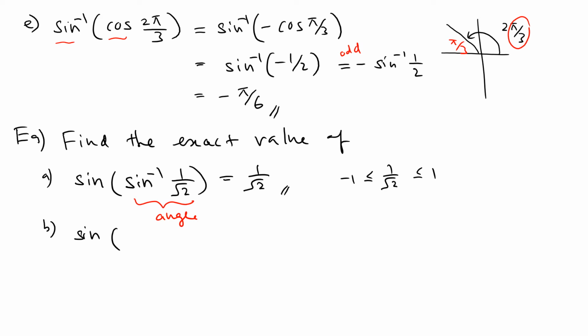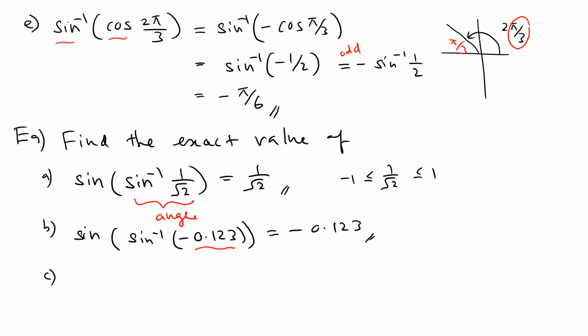And then for B, we also have sine of sine inverse of, let's say, -0.123, something like that. Again, the same thing: we want to check whether this number is between -1 and 1. Yes, that's the case. So this is simply -0.123. You get the exact same number.